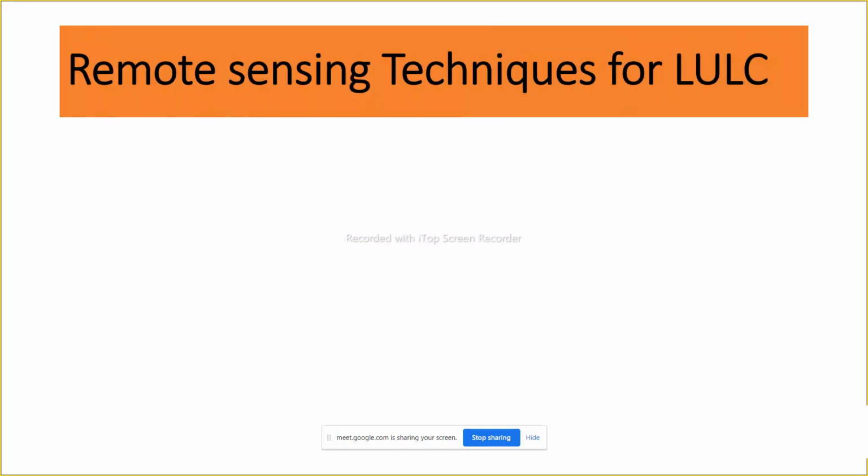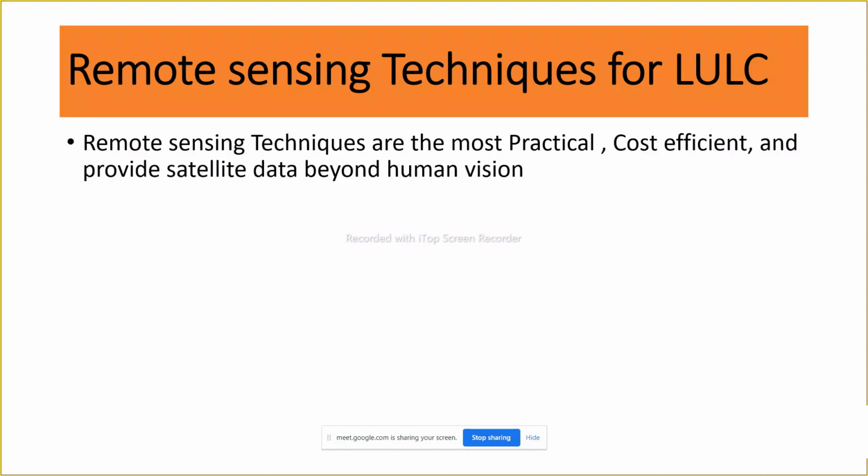In this video I use the remote sensing technique for making the land use and land cover classification. Mainly remote sensing techniques are the most practical. First of all, it is practical, then cost efficient, and then it provides satellite data beyond human vision. We can easily observe a lot of area very quickly and efficiently. Using the remote sensing technique we can easily observe the condition of land use and land cover.